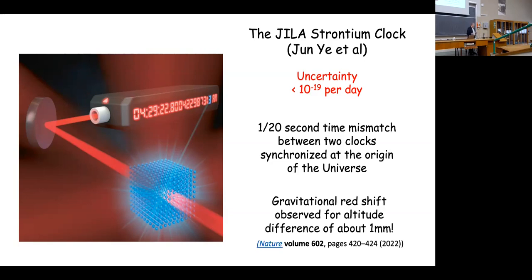And this clock has been used to measure the gravitational redshift for a difference of altitude of 1 millimeter. So it's 100 times more precise than the experiment which was done in 2010. I just gave you here the reference if you want to look at the paper. It has just been published last month. So it's a very, very new result. And so I come now to the conclusion.